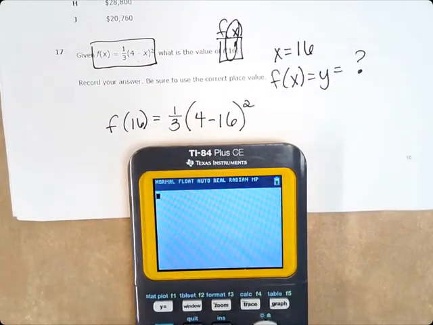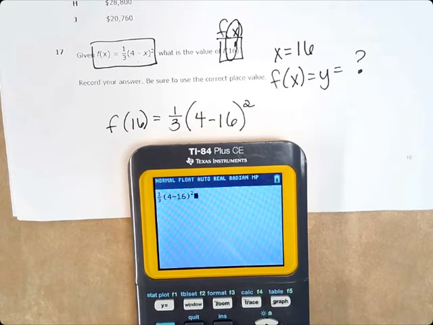So I can put it in the calculator, do my fraction. Y'all do this with me. 1/3, 4 minus 16 squared.